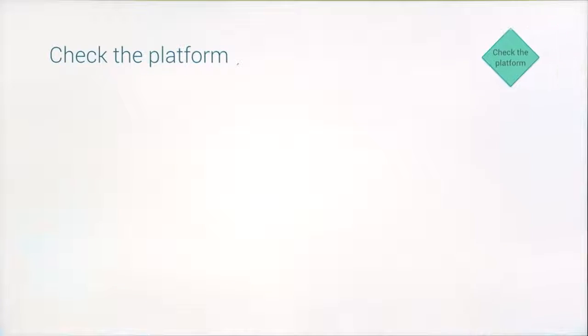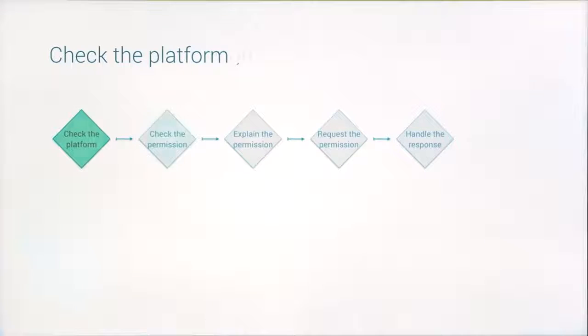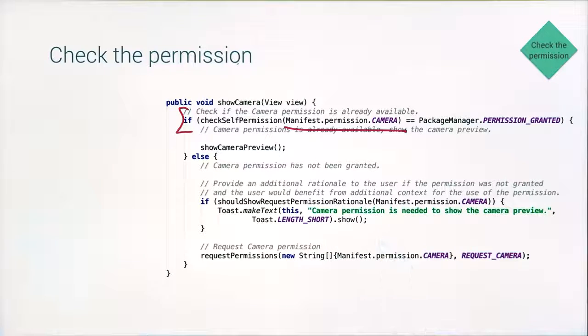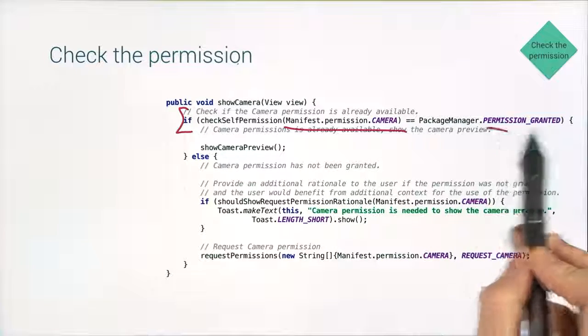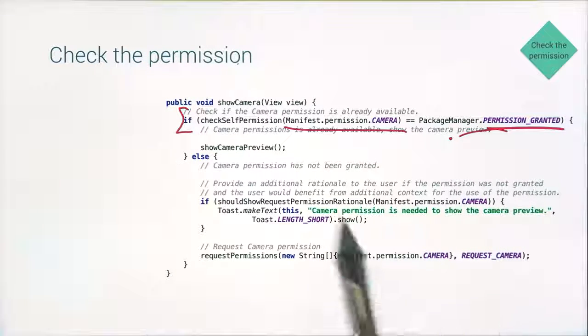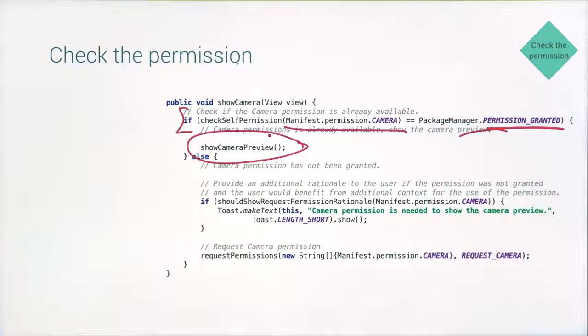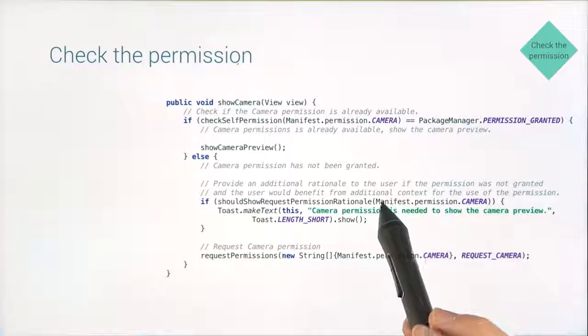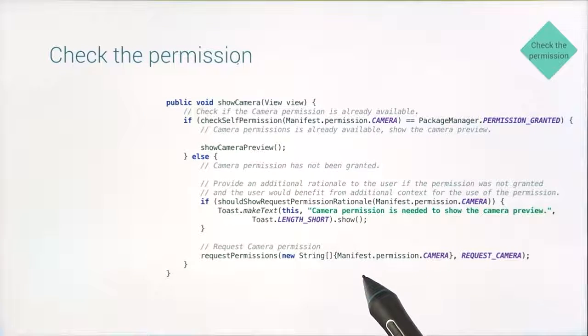Which brings us to the second step, checking the permission status. A simple call to check self-permission with the permission that you care about will let you know whether the permission has been granted. If it has, you're good to go. But if not, you're going to want to request it. Note that you want to make this check every time because users can also revoke permissions now.